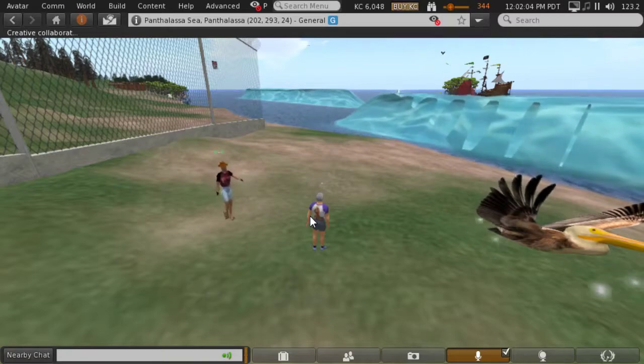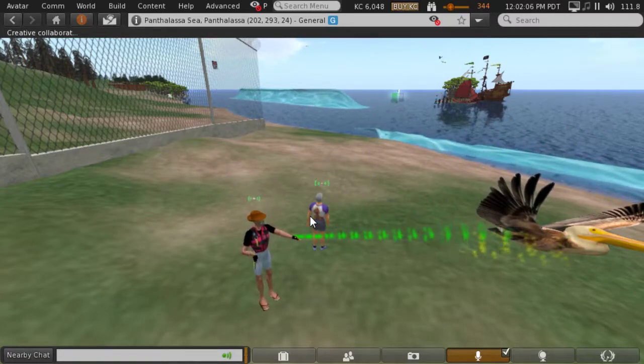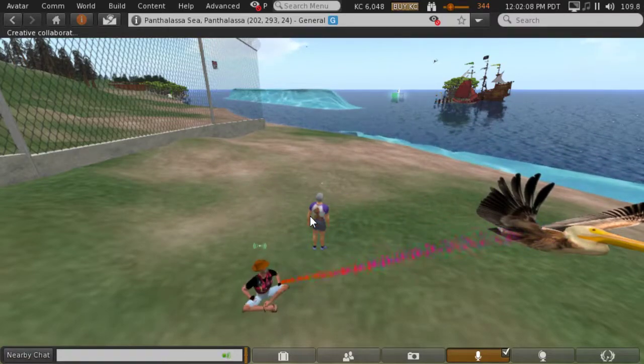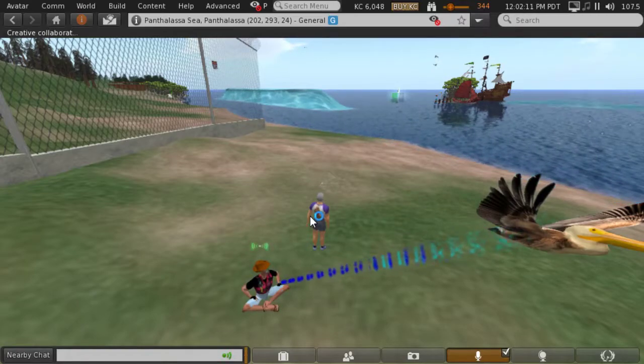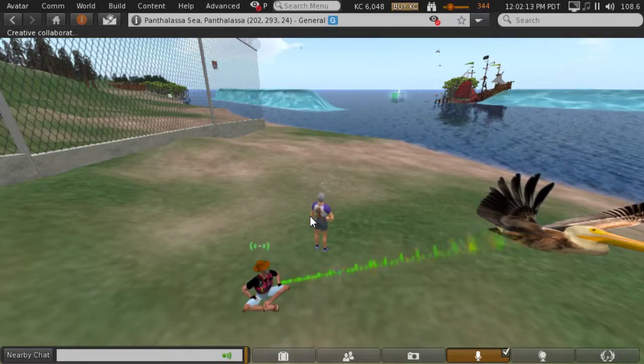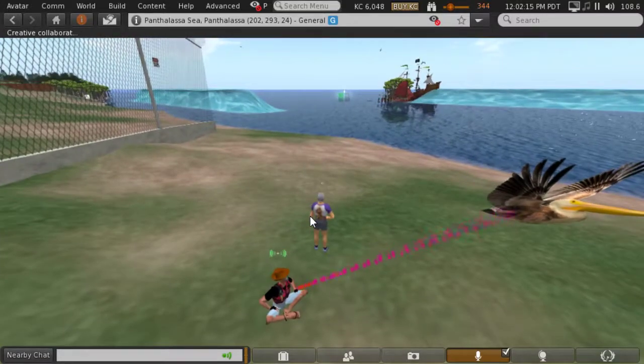Here, let me try one more thing. Well, they're good, and flexies, yeah, that was what flexies were for. It was for stuff like this.